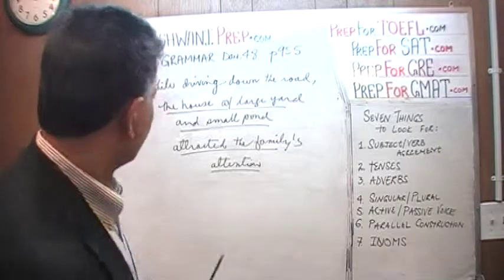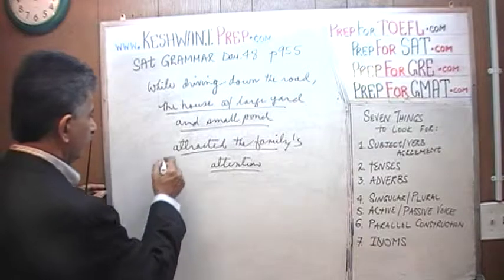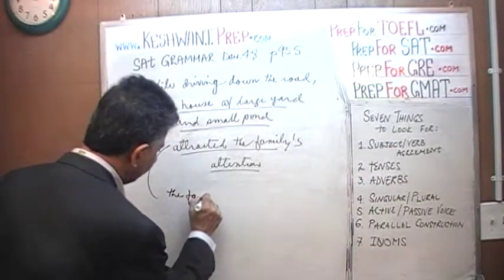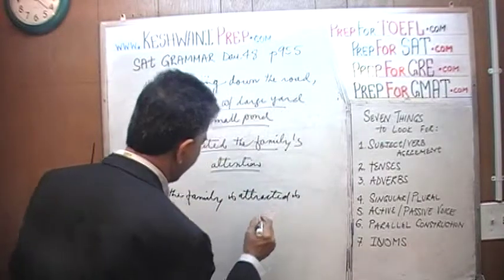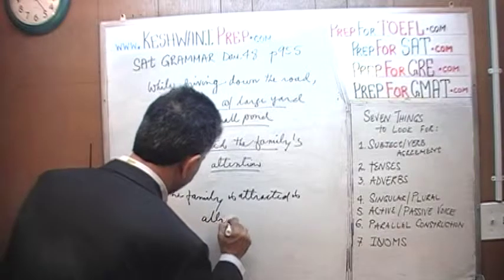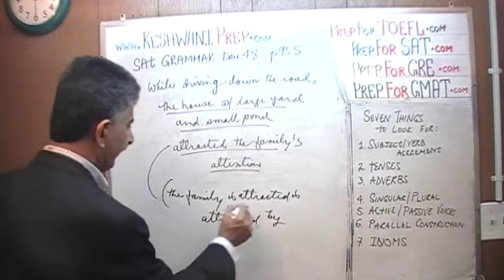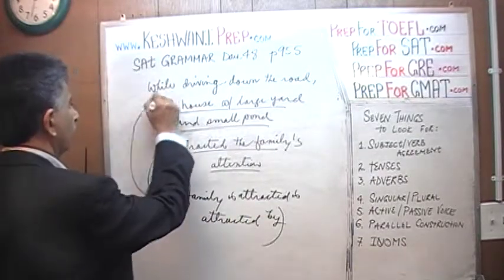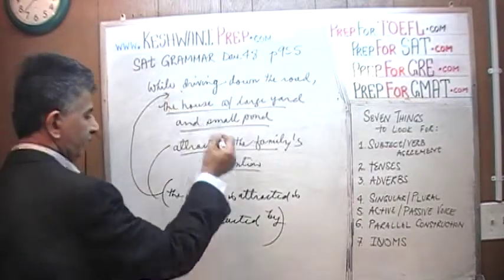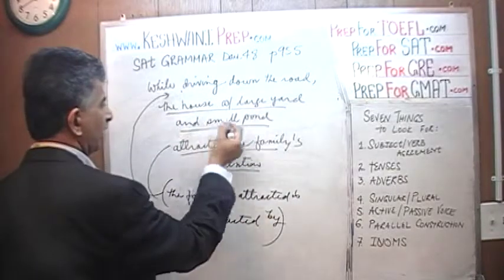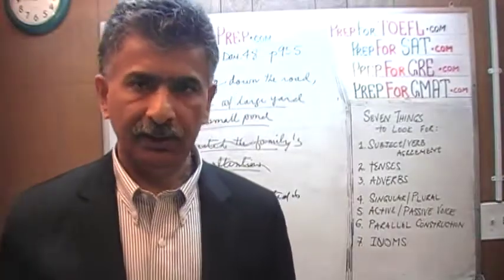So let's do that, shall we? While driving down the road, the family, how about this? Where is the family? The family is attracted by the house with the large yard and a small pond. There you go. So now it is the family that is driving down the road and not the house.